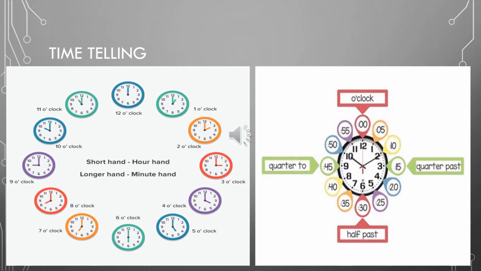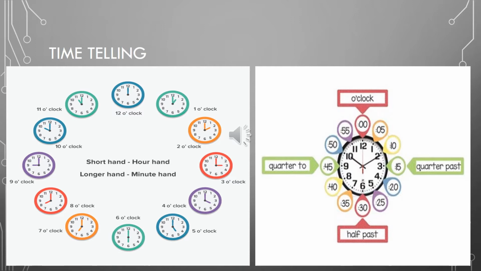What do these clocks have? These clocks have different numbers, from 1 till 12. And what else? It has a small stick or a small hand and a big stick or a big hand. And there is also a thin stick. What is that? The thin stick is going to tell you about seconds.